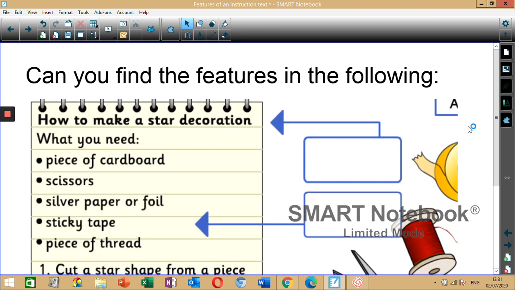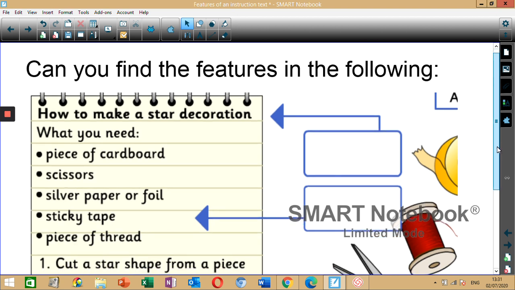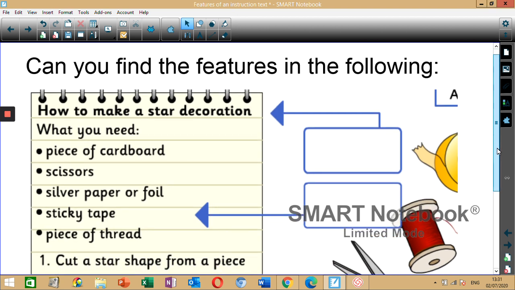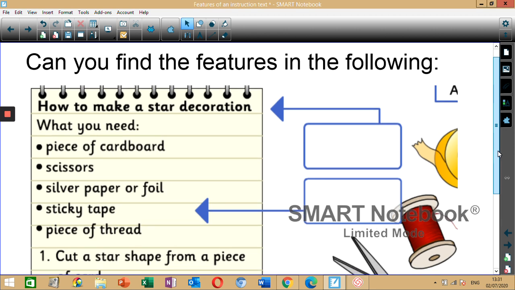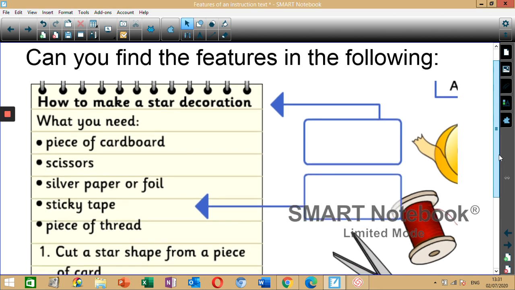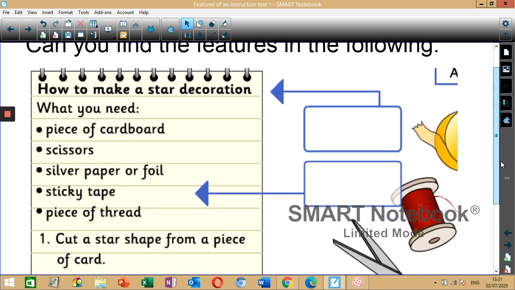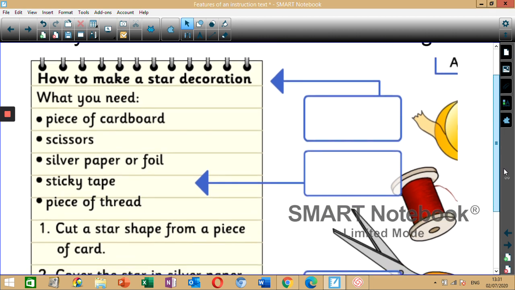So I want you to take a look at this instructional text and see if you can find any of the features that we discussed in the following slides. So you can pause this section and take a close look. So I'm just going to scroll down.